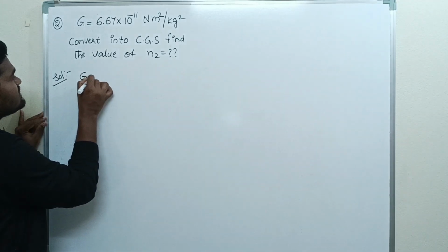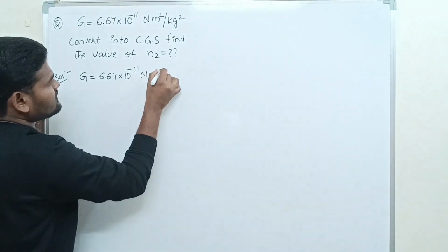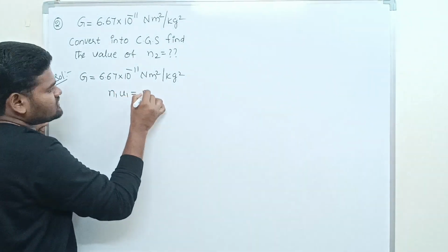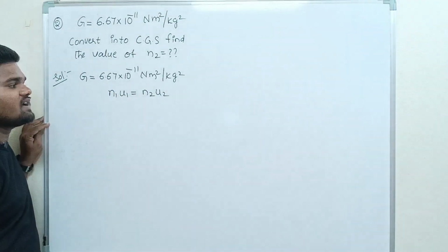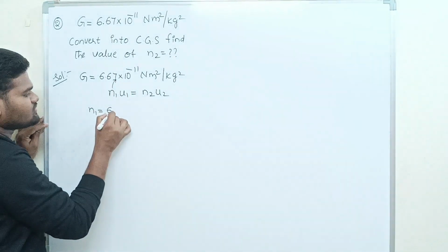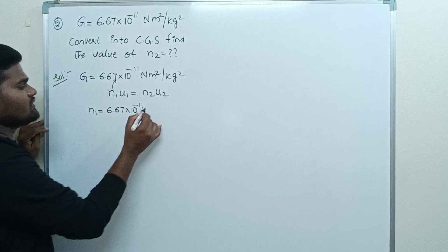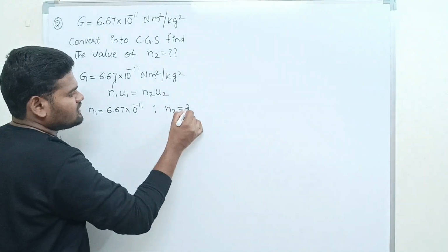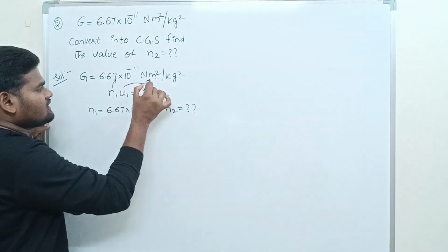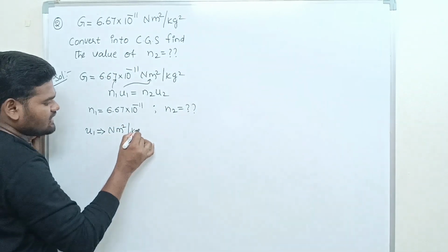So what is the given value? G is equal to 6.67 into 10 to the power of minus 11 Newton meter square per kg square. We have N1 U1 is equal to N2 U2. This is the formula, right? So what is the value of N1 we have? N1 is equal to 6.67 into 10 to the power of minus 11. We have the N1 value. What we have to find is N2. We don't know the N2 value, right? What is U1? U1 is equal to Newton meter square per kg square.